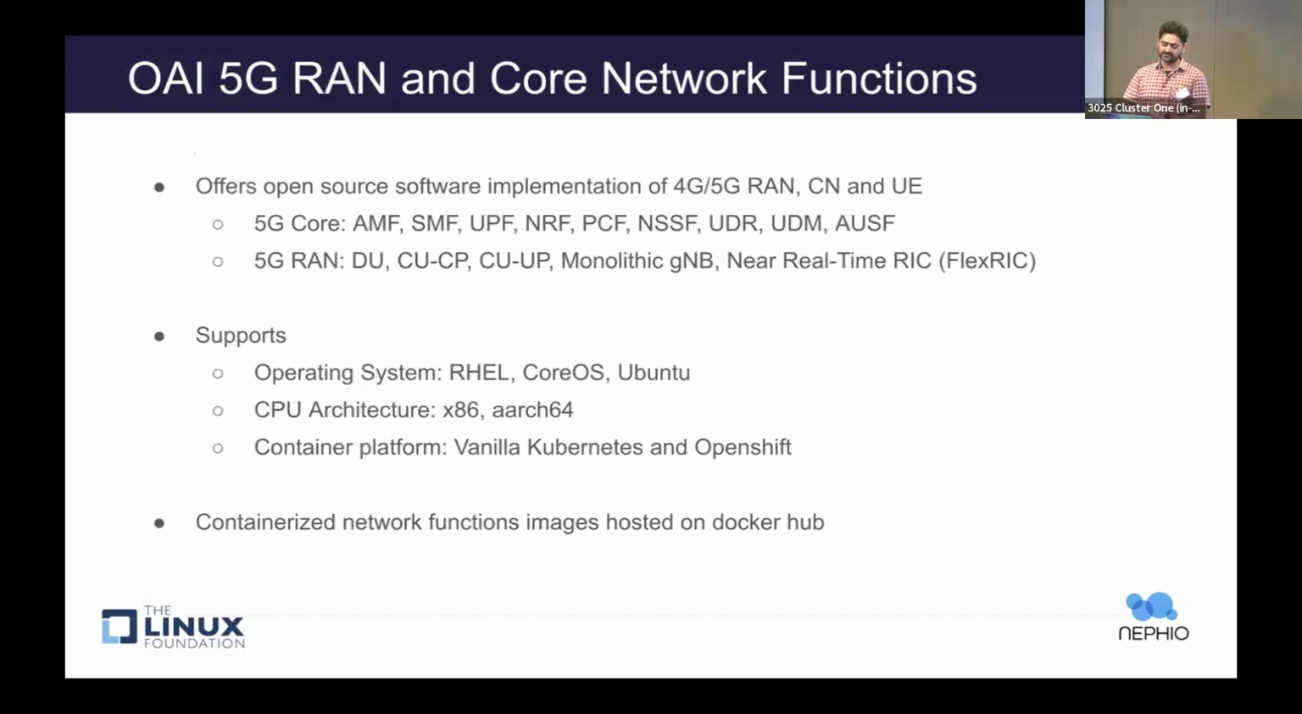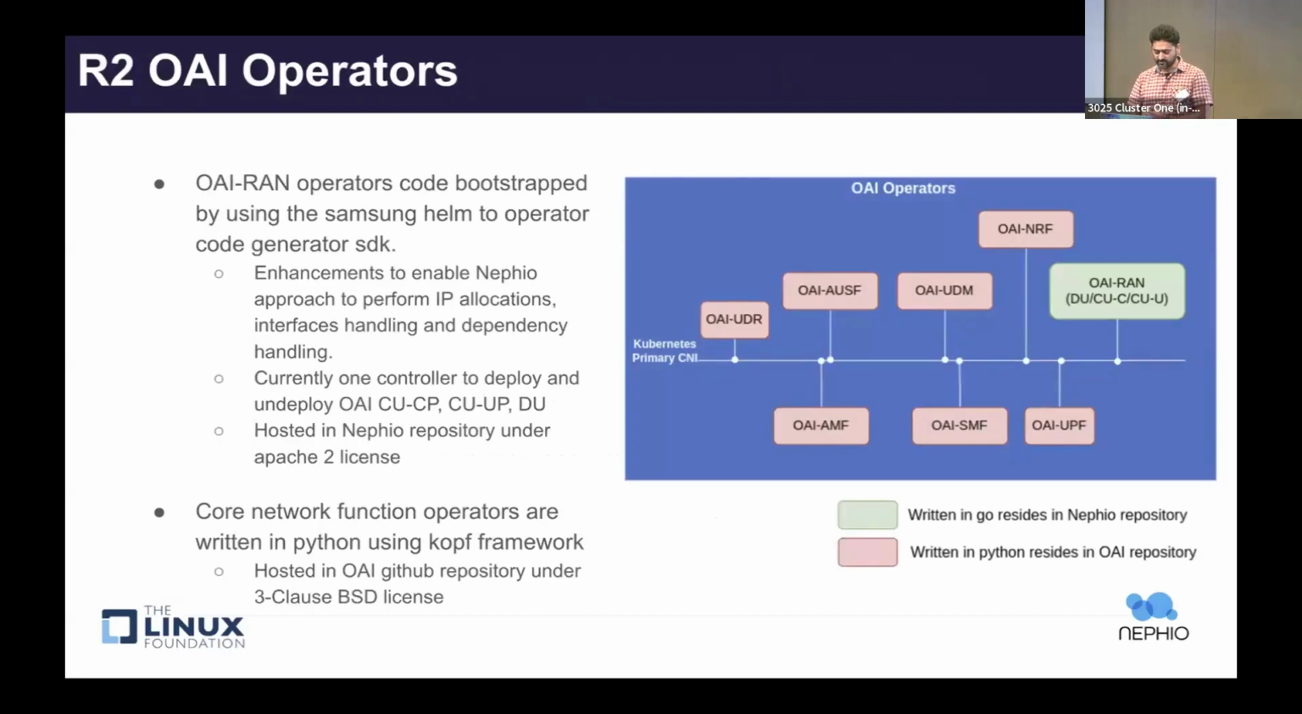So the main feature is the OAI 5G core and RAN automation. And OAI has the network functions for all the 5G core, and all these are containerized network functions. And OAI also has the RAN related network functions, namely the DU, CUCP, CUUP, plus the simulator that I talked about. And these are the network functions that are deployed as part of the OAI deployment when we install OAI using the Nephio R2. So what has the community developed for the automation?